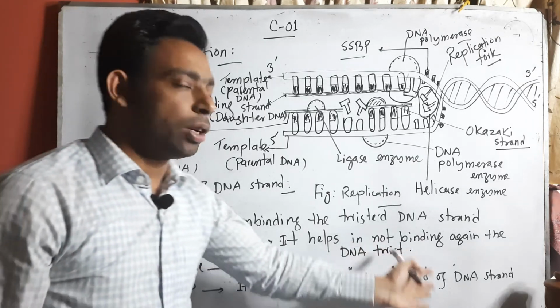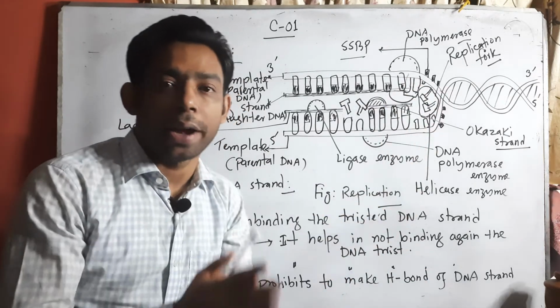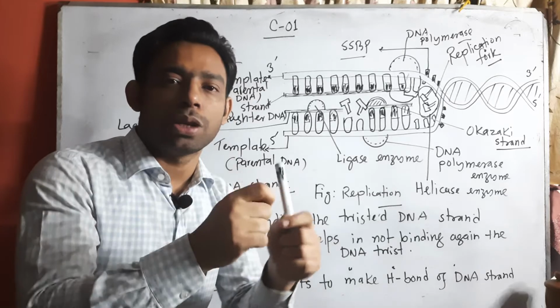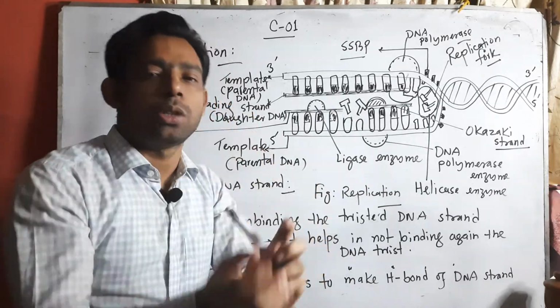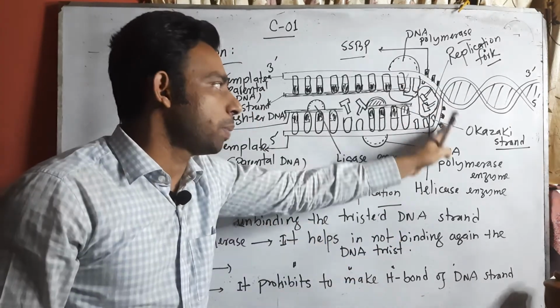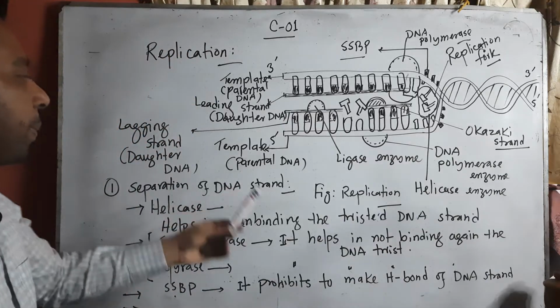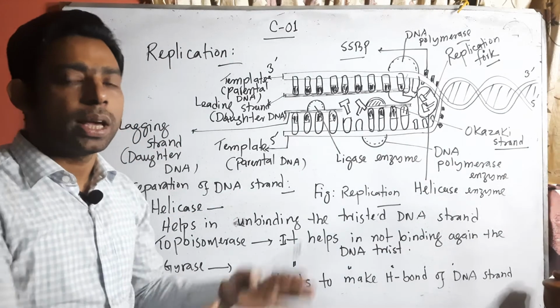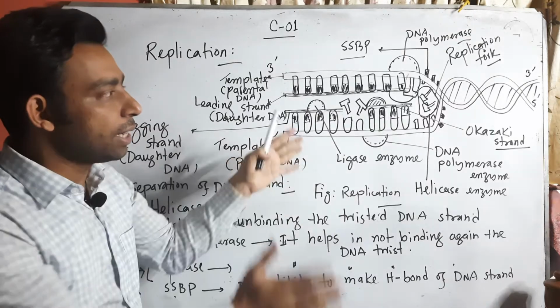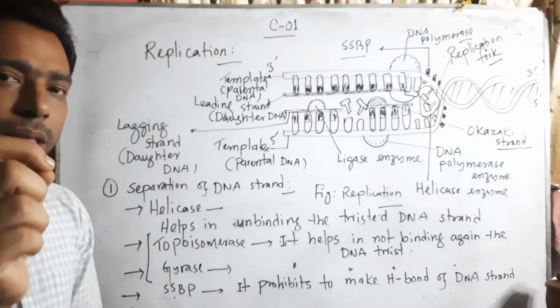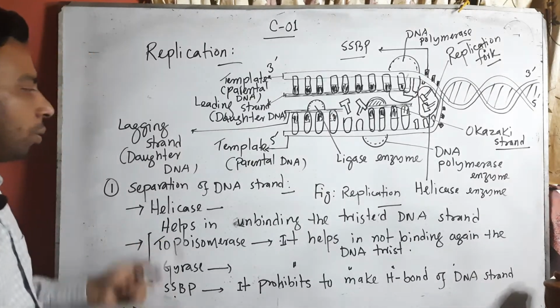They try, the single strands are always trying to make hydrogen bonds with the nitrogen bases, to make it twist again, no chance, because SSBP is working there. So first point, separation of DNA strand. In this way, through many of the enzymatic activities, the strand is separated. This is a very important point also.